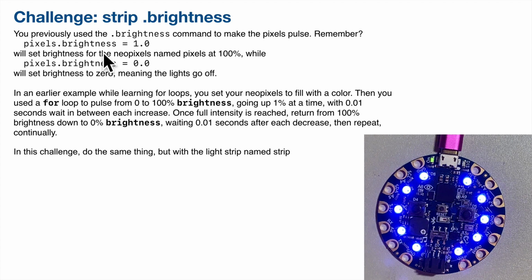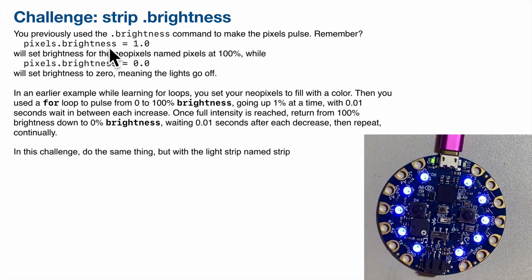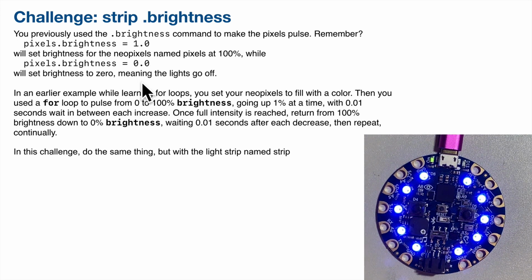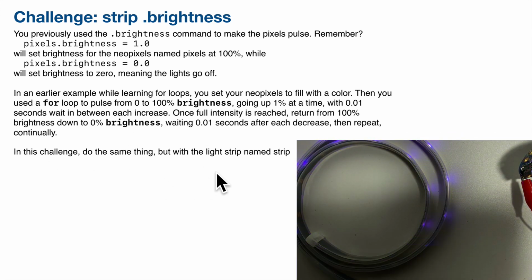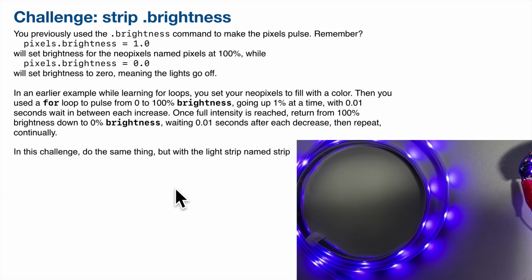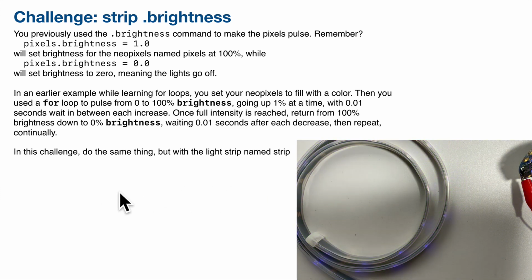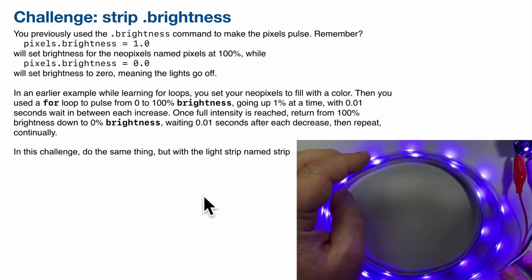In a previous challenge, when we were learning about for loops, we did a challenge called brightness, where we set pixel brightness from 0 to 1, increasing by increments of 1% each time and waiting 1/100th of a second in between. Now what we want to do this time is the same thing, but we want to do it on the strip as well. And you can choose any color you want. Why don't you pause right here, and then we'll solve this together when you get back.